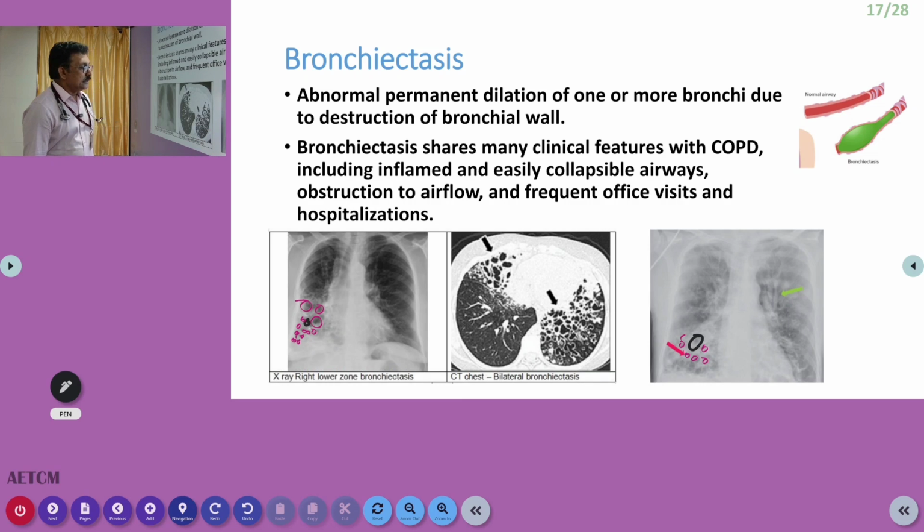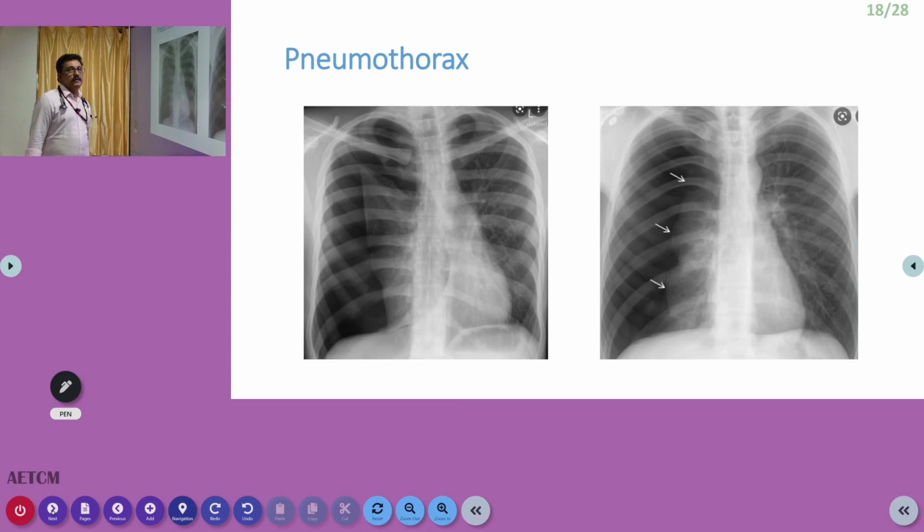And the CT may pick up the exact lesion in the lungs. You can see small cavities. Actually, multiple small cavities are called bronchiectasis. Okay, so that will be destruction of the bronchus, and there will be a lot of spaces in between the lungs that can produce chronic infection in the lungs.